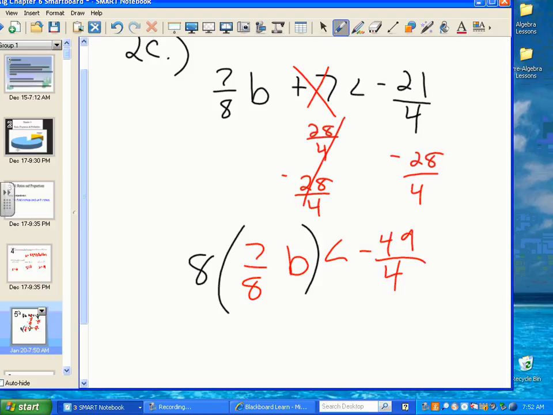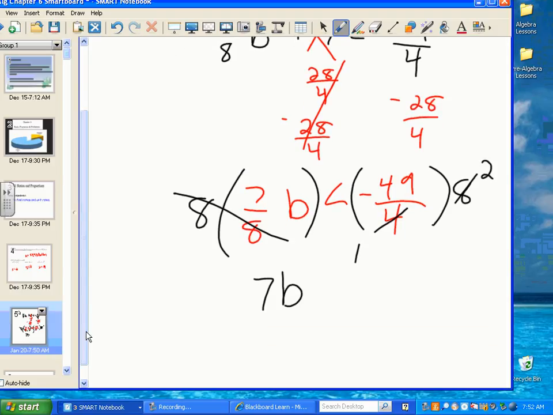4 divided by 4 is 1. 8 divided by 4 is 2. And then multiply across the top, across the bottom. We're left with 7b less than -2 times -49 times 2 is -98. And then divide both sides by 7. You get b is less than -14. Alexis, you okay? Okay. You did not fail. Anyone else, anything about this question?